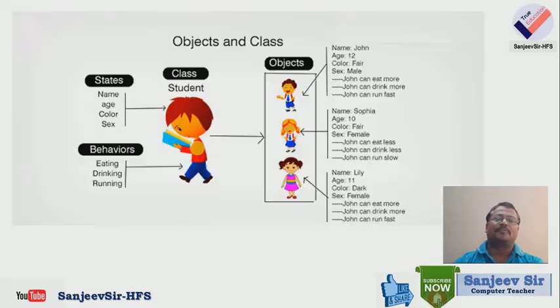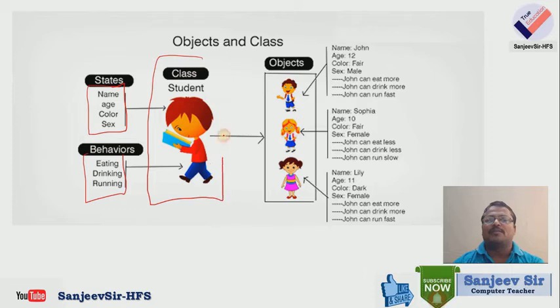So this way we can understand what is class and what is object. You see here, student is the class name, which will have all these properties of the students, that means all these data values we will use, and all these behaviors of the student. The combination of these properties defines one class, and this type of class can have different objects, maybe John, another object Sophia and another Lily, three objects.